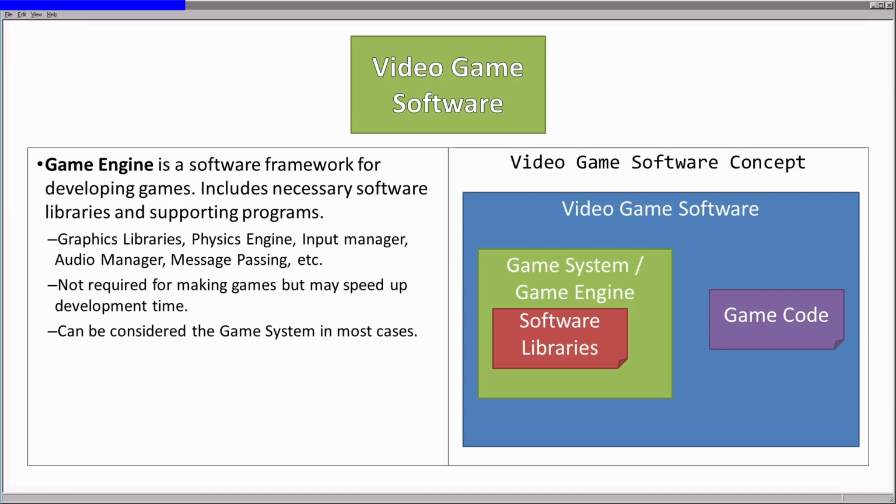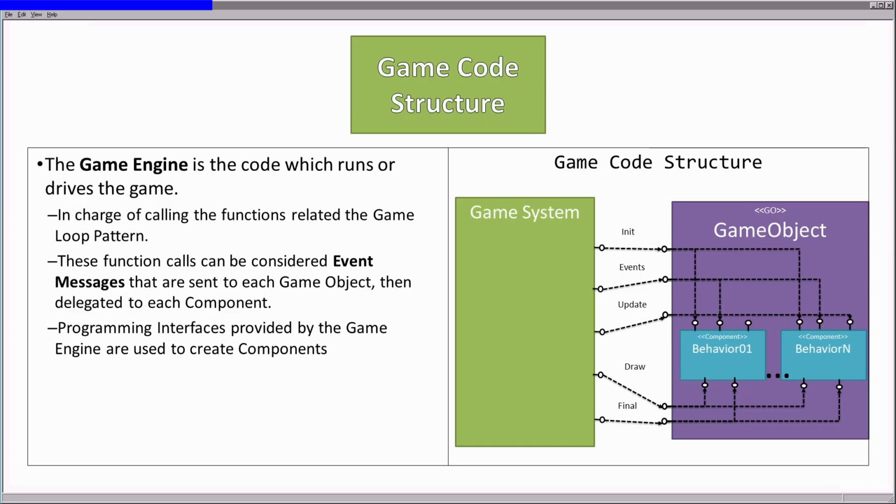As previously mentioned, a game engine is a software framework for developing games. It includes necessary software libraries and supporting programs. It typically contains graphics libraries, physics engines, input managers, audio managers, and message passing capabilities. As mentioned, game engines are not required for making games, but they can assist in speeding up development. More often, the game engine can be considered to be the game system. Also, the game engine is the code which runs or drives the game.